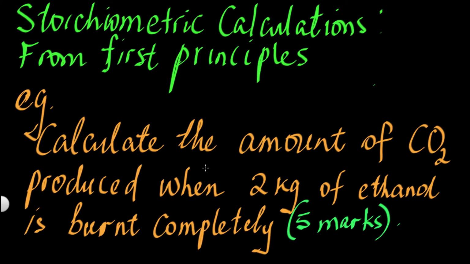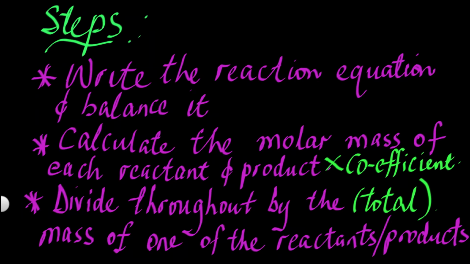Now let me go to the steps that you have to take when using this method. Just like the previous method, the first thing that you do is to write the reaction equation and balance it. Then after that, you calculate the molar mass of each reactant or end product, and then you multiply it by the coefficient, which is essentially your stoichiometric coefficient from your balanced chemical equation. Then you divide throughout. In other words, you're dividing these masses that you calculated in step 2 by the total mass of one of the reactants or products. If you do that, you're going to have smaller numbers that you can use as ratios, mass ratios per se.